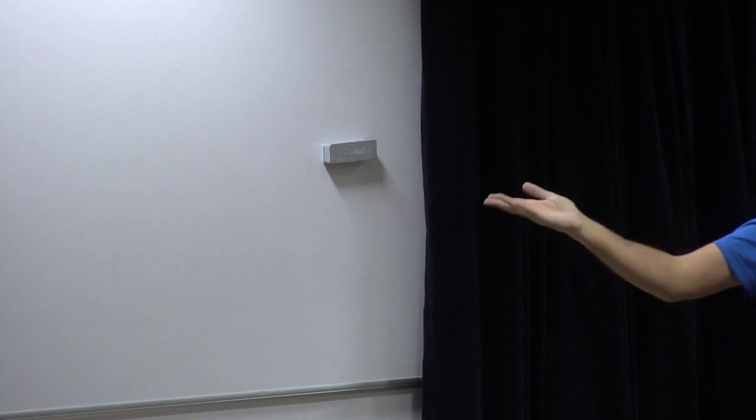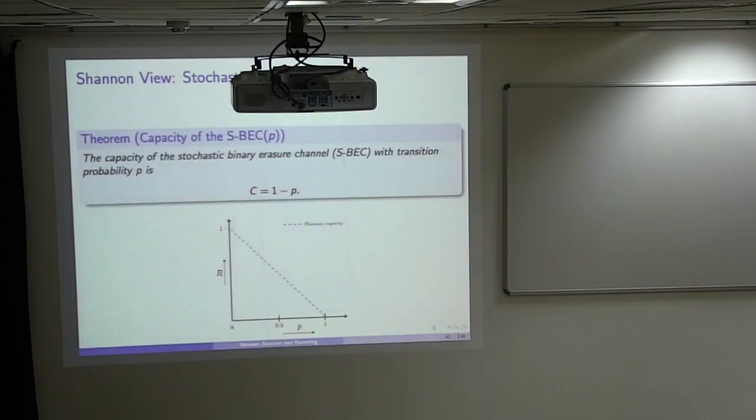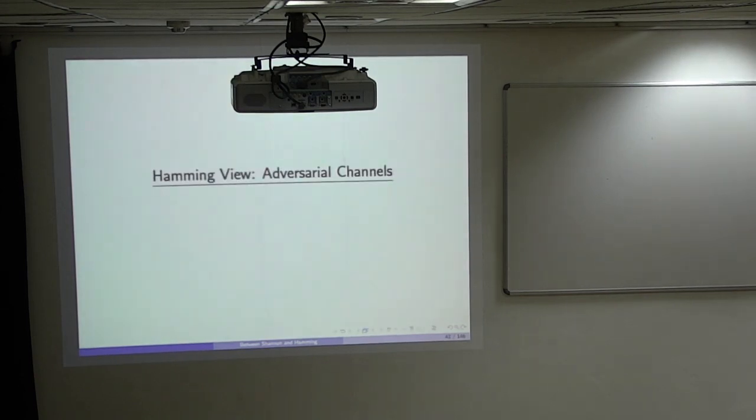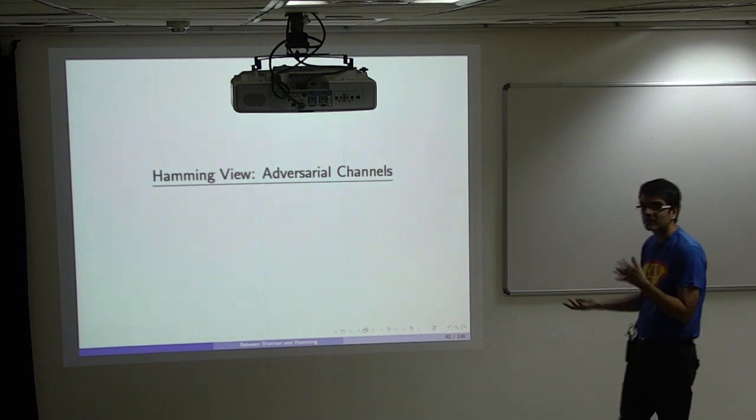So just before the break, we stopped at roughly this point, right? The capacity is 1 minus p. And now let's look at the other extreme, the sort of Hamming view, the fully adversarial channels, where the adversary is super strong. And as I alluded to before the break, things are really quite different over there.